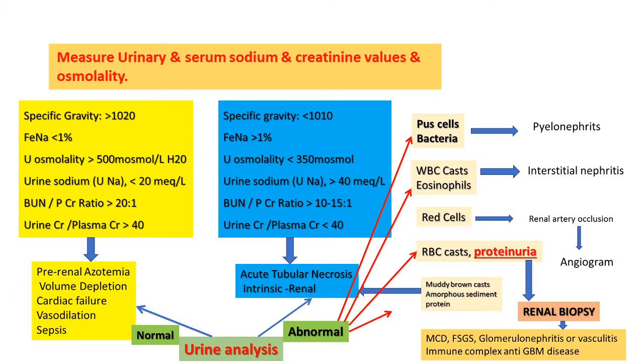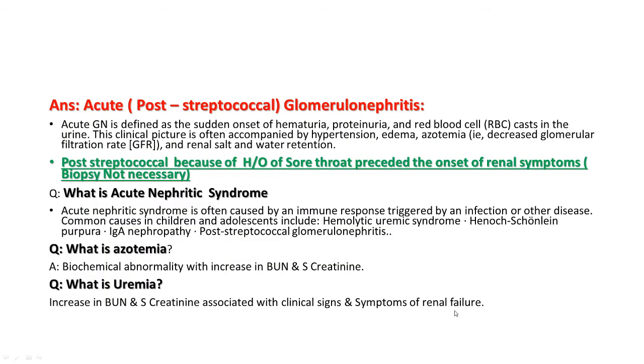So as you know, whenever there is abnormal urine analysis, you have to look at what are the constituents which are seen, as we have already seen this. So here, where does this fit into? Now the diagnosis of this particular case is acute post-streptococcal glomerulonephritis or acute glomerulonephritis, which is defined as sudden onset of hematuria, proteinuria and red cell casts in the urine. This is the clinical picture accompanied by hypertension and edema and azotemia.